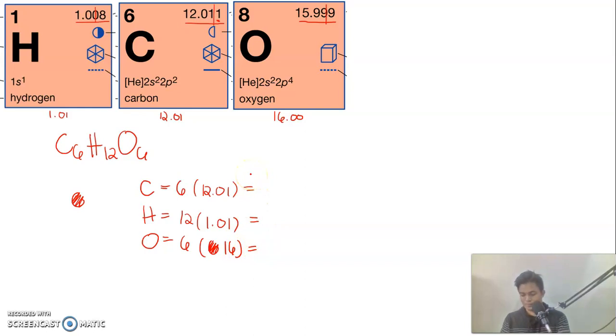So 12.01 times 6 is going to be 72.06. For your 1.01 times 12, that's going to be 12.12, and then you'll have 16 times 6, which is going to be 96. 96 plus 12.12 plus 72.06 is going to be 180.18.